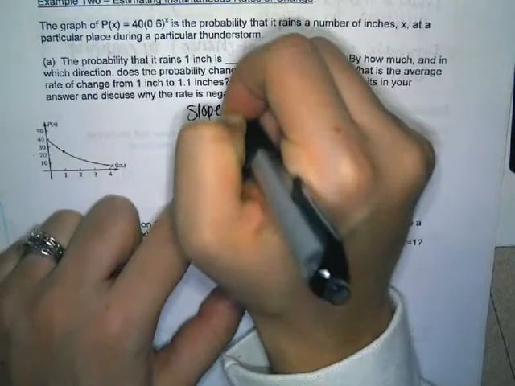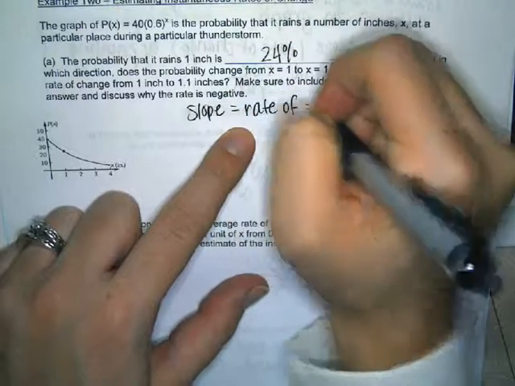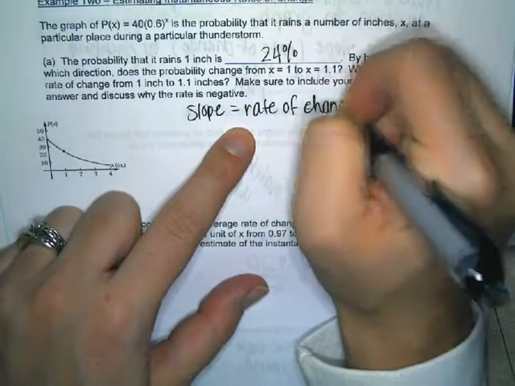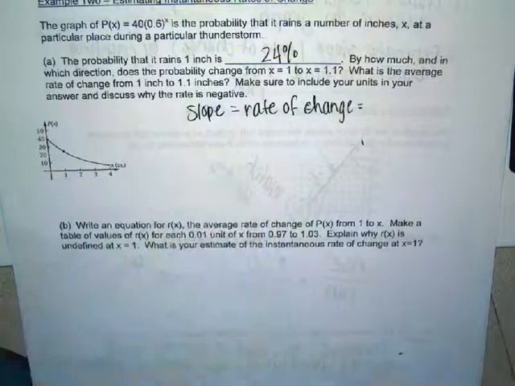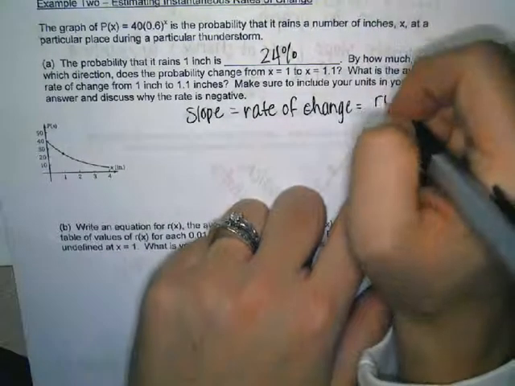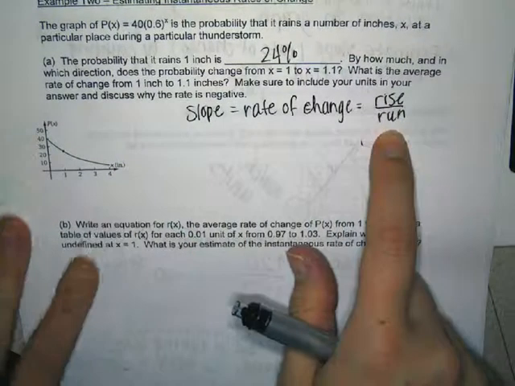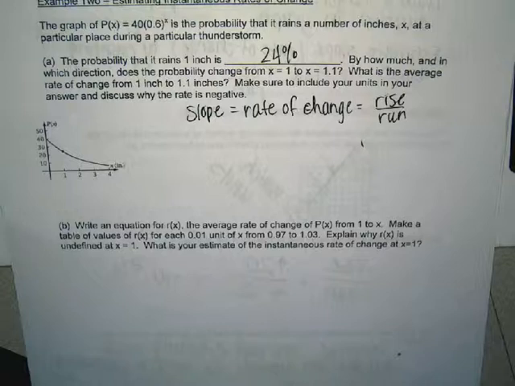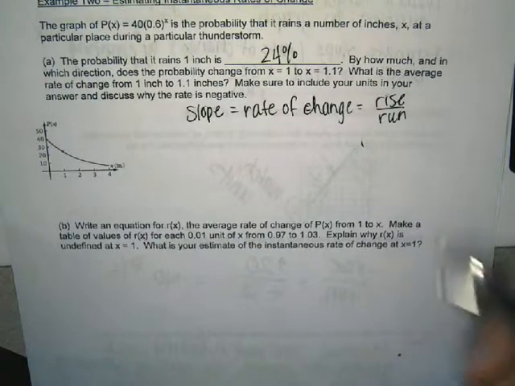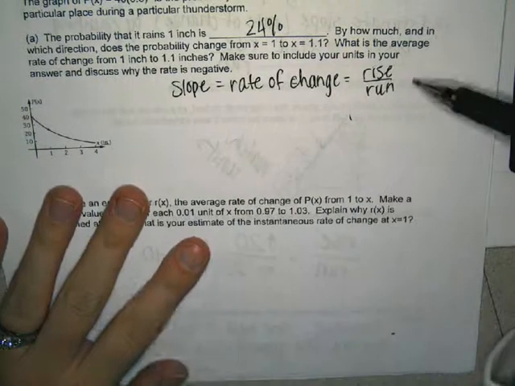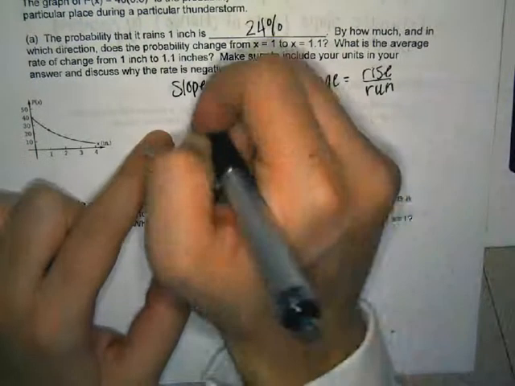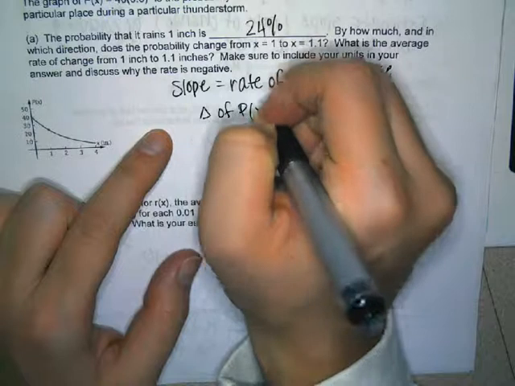P of 1 was 24. What is P of 1.1 if I plug in 1.1? 22.804. Okay, and 1 minus 1.1 gives me negative 0.1. And so what do you think we then do there? How do I get my average rate of change? Subtract and divide. All right, so let's go ahead and do that.